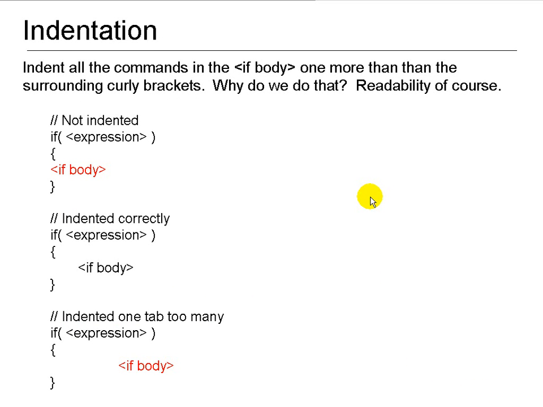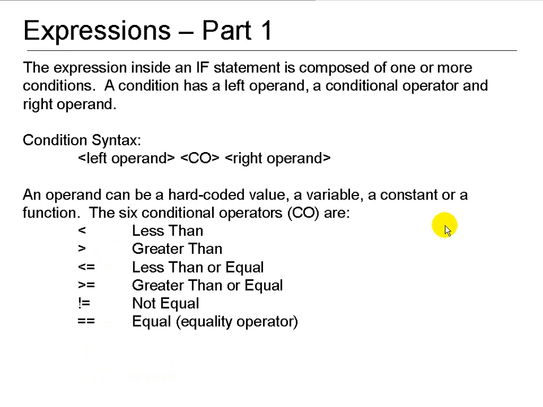Indentation. You want to indent all the commands in the if body one more tab than the surrounding curly brackets. So for example, here we can see that the commands are not indented. Here we can see that they are indented one tab, so all the commands are indented correctly. And here it's indented one tab too many. This is called a double indentation. You have two tabs, so you want just the one in the middle. Why? Readability, of course.